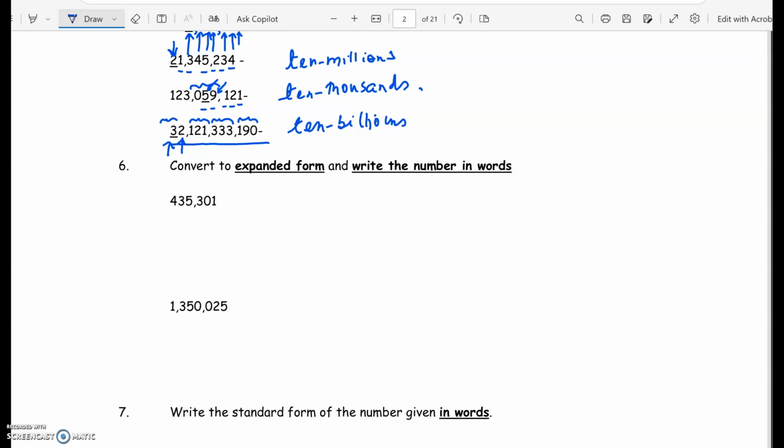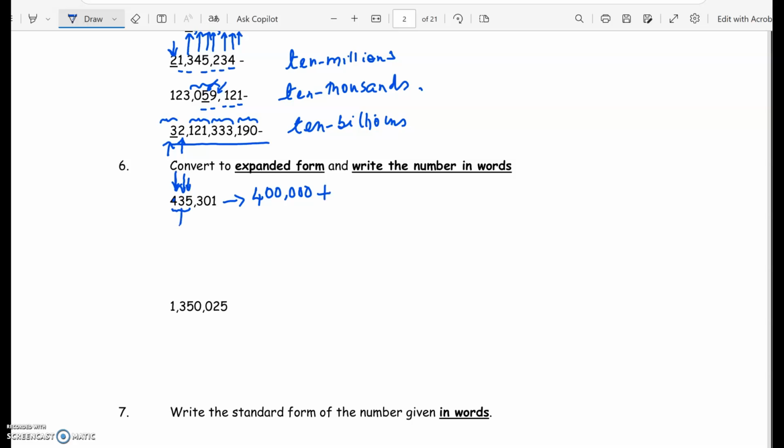Now the expanded form kind of explains how the digits are placed in the standard form. So let's look at the highest, which is 4. This is the thousands period, and it's the first digit in the thousands period. So this is the thousands place, the 10,000s place, the 100,000s place. So 4 is not a 4, it's a 400,000.